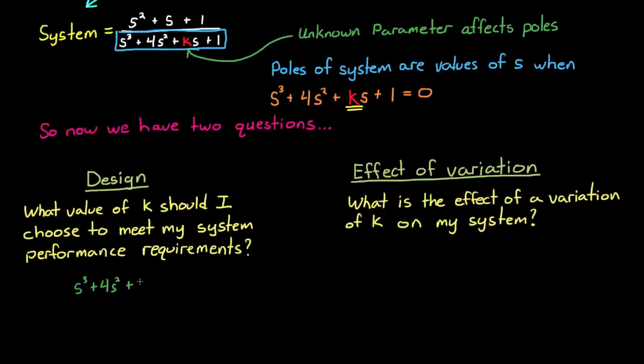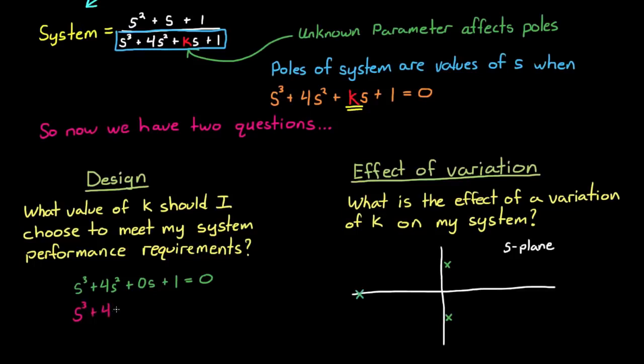And trying to answer these questions is actually pretty simple. I mean, if you didn't know any better, you could just pick a random value of k, say k equals 0, and then plot the poles in the S-plane. Since this is a third-order system, you'd expect 3 roots of this polynomial, or 3 different poles for this system. And when k equals 0, those poles are here.